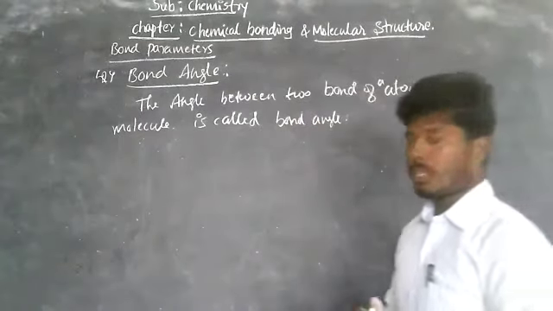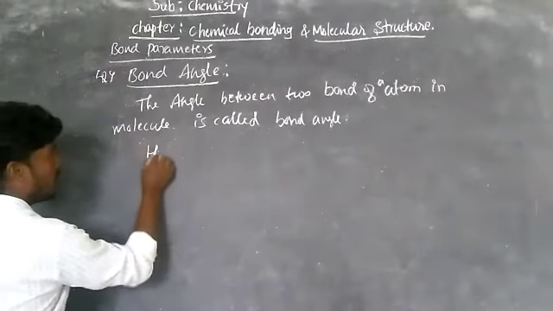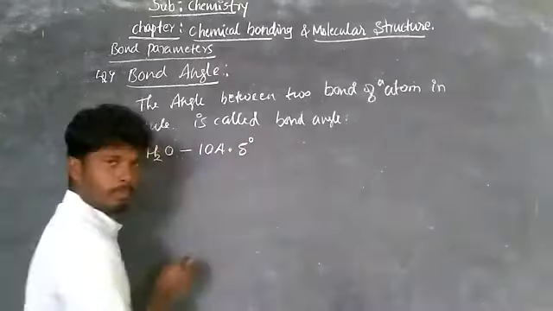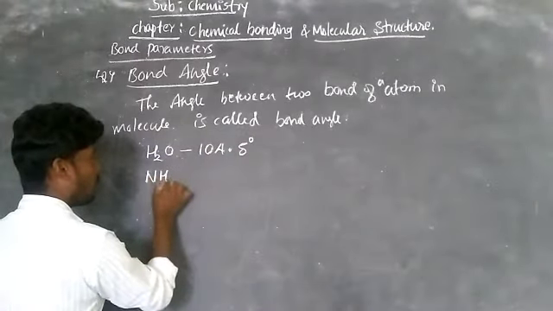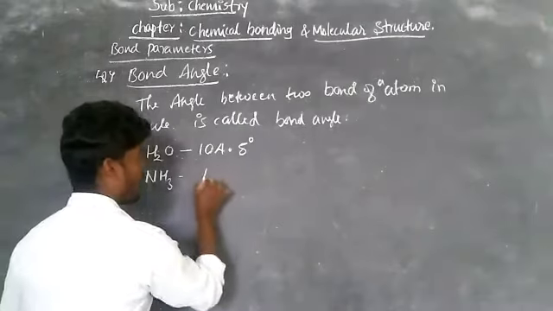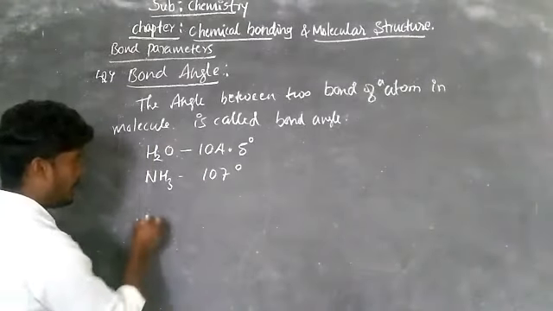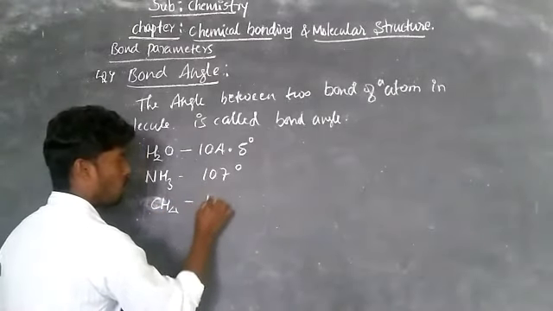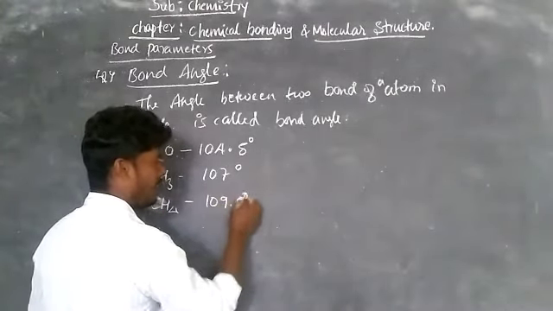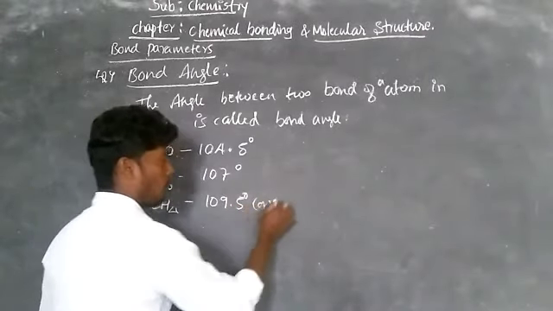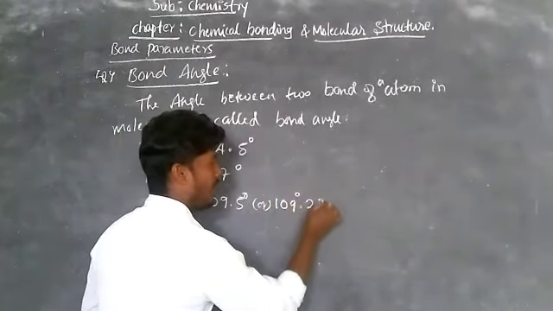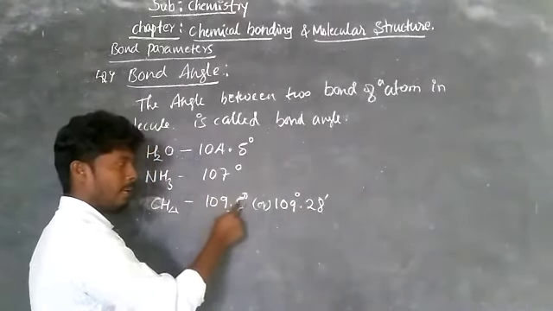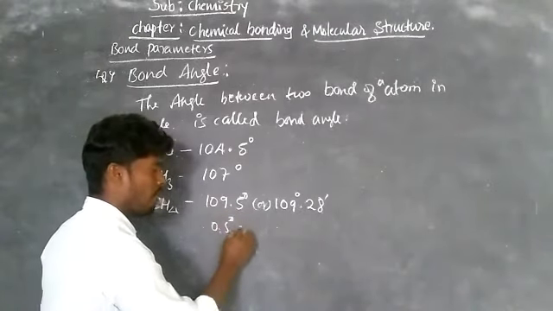For example, observe the bond angle in water is 104.5 degrees, and the bond angle in ammonia is 107 degrees. Then the bond angle in methane, CH4, is 109.5 degrees. That means we can also write 109 degrees 28 minutes. Not exactly, 0.5 degree means about 30 minutes.